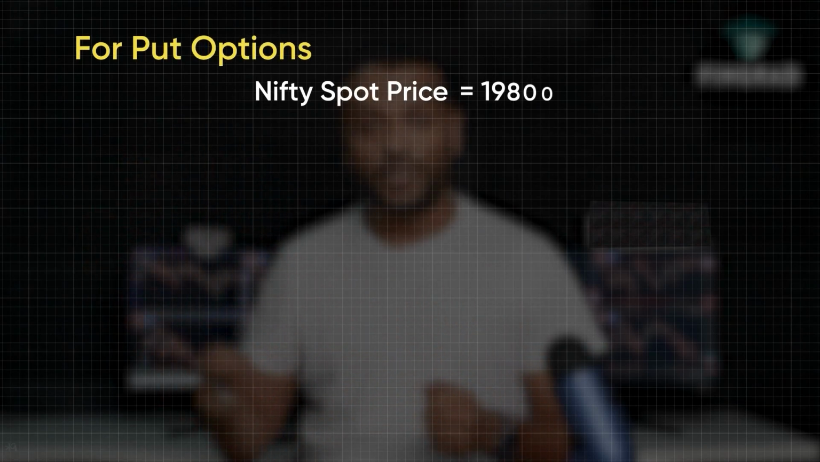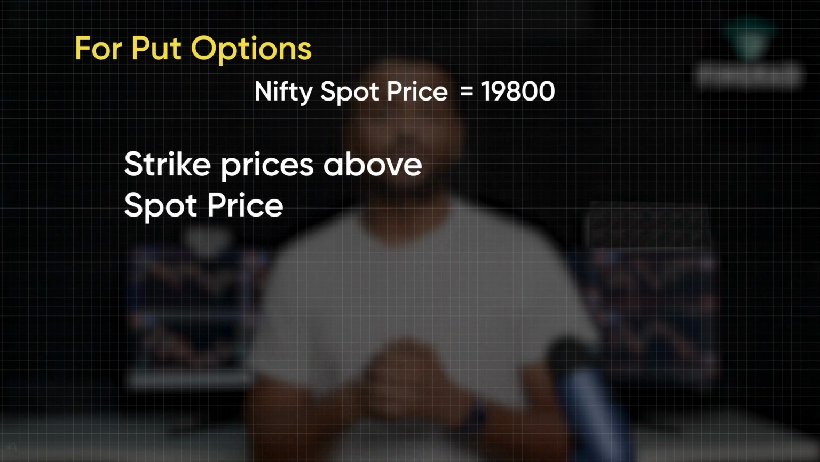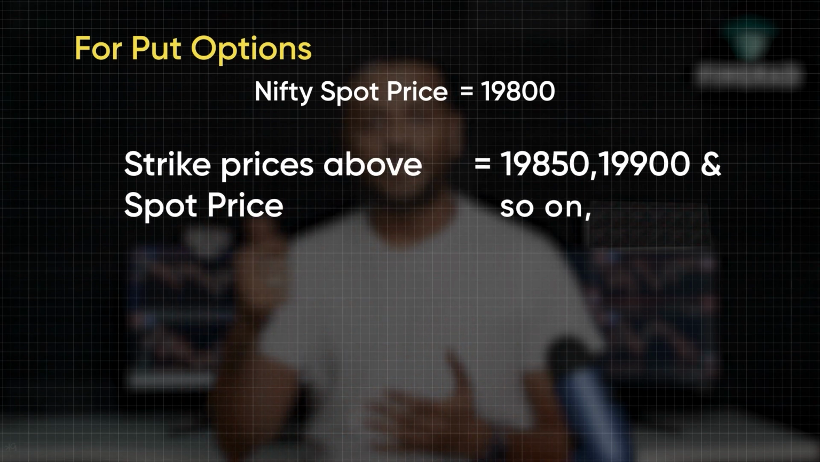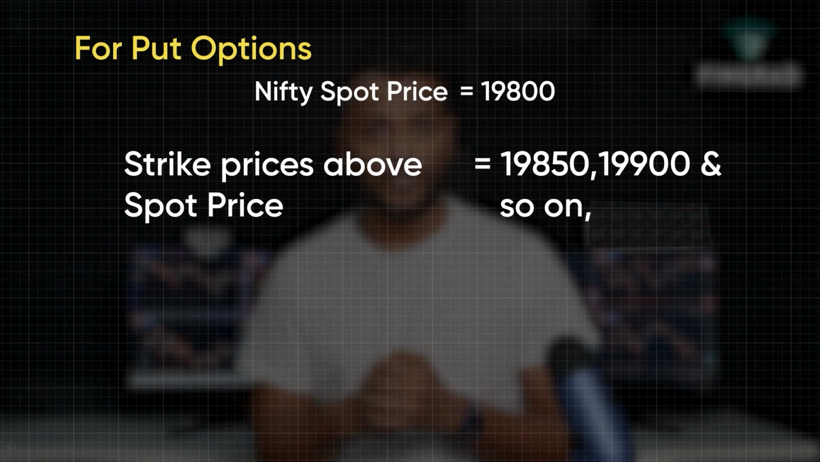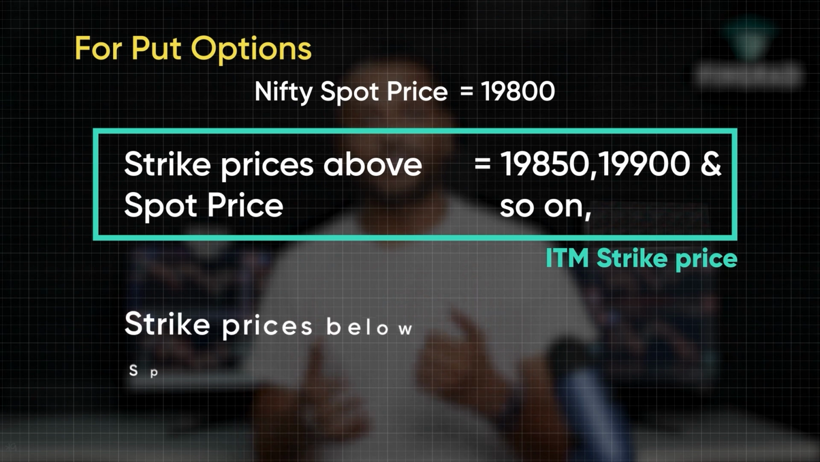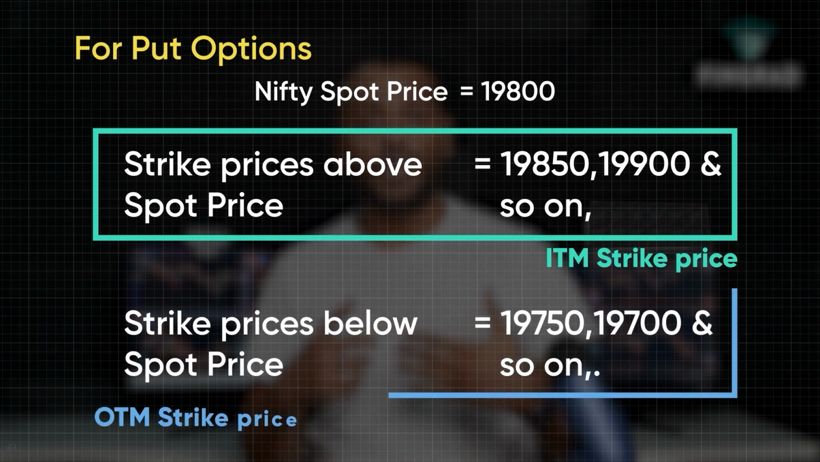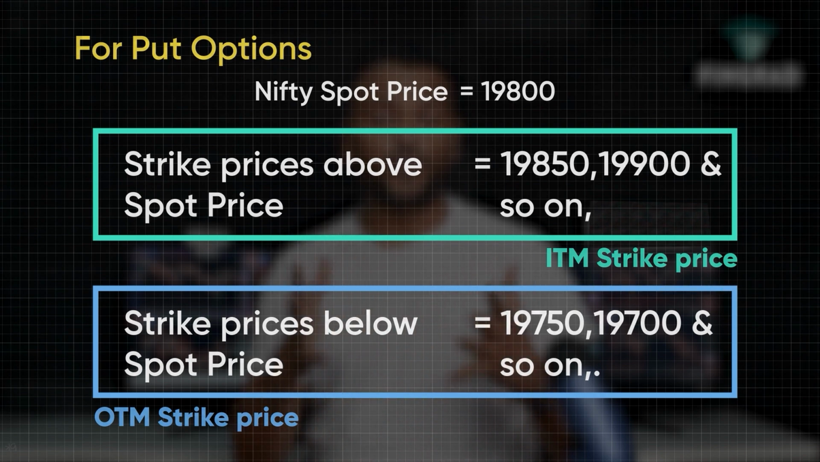So how does it work for put options? In case of put options, all the strike prices which are above the spot price, say 19,800 being the spot price, so the strike prices of 19,850, 19,900, 20,000, all those strike prices are in the money for put options. And similarly, all the strike prices below it, say 19,750, 19,700, everything below it becomes out of the money for put options. That is about out of the money and in the money.